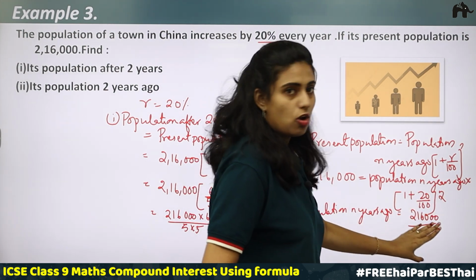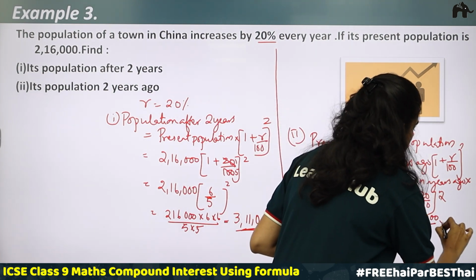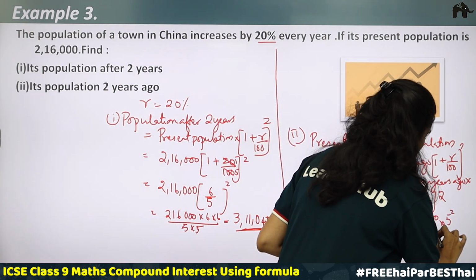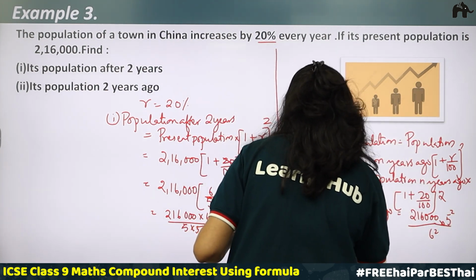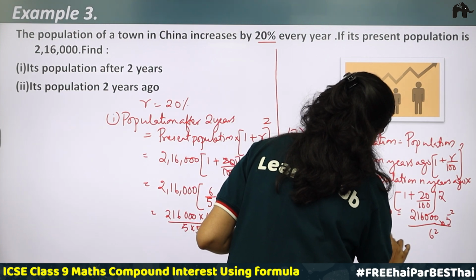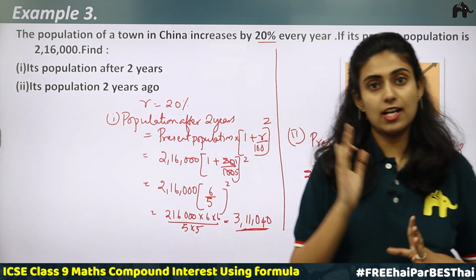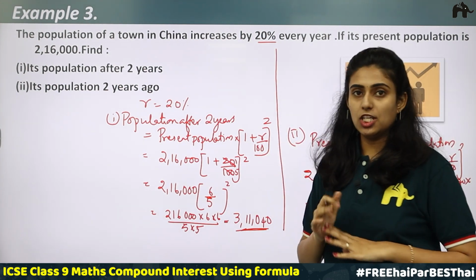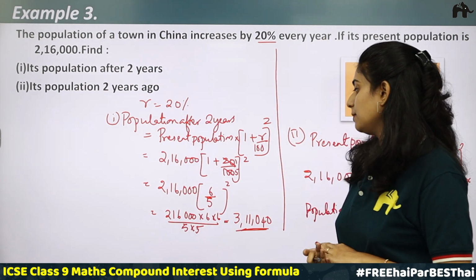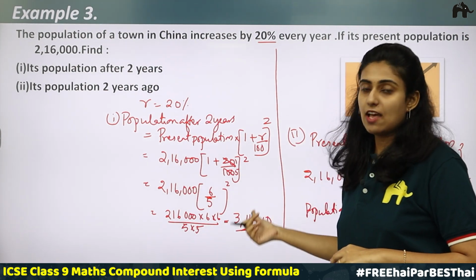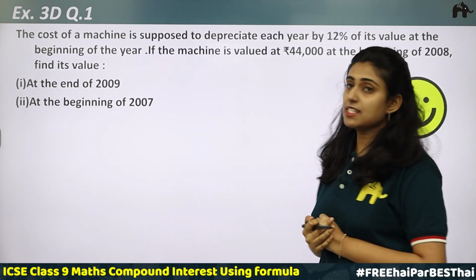So when it comes to the denominator 6 by 5, we can take the reciprocal of it and multiply. So 5 square by 6 square you will be having. When you calculate this, your final answer will be 1,50,000. So population before 2 years is 1,50,000. Present population is 2,16,000 and population after 2 years will be equal to 3,11,040. Got it? Now let us solve questions from exercise 3D.